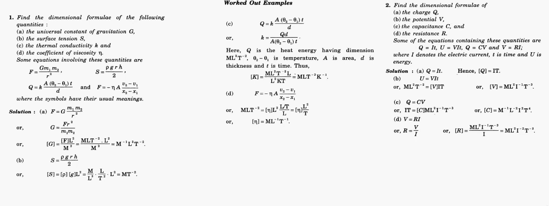Hello friend, so in this video we will solve the workout examples of SC Verma from the first chapter. So guys, let's start with the first problem. So here is the problem. Find the dimensional formula of the following quantities. The first is the gravitational constant.